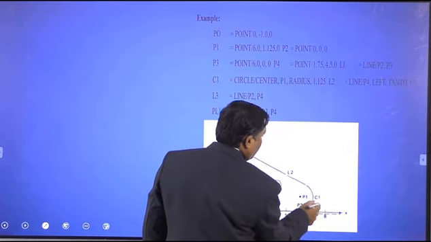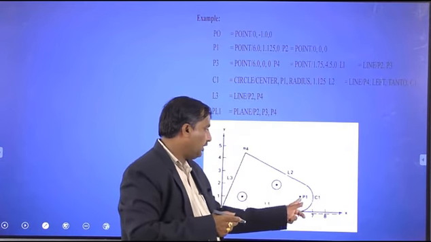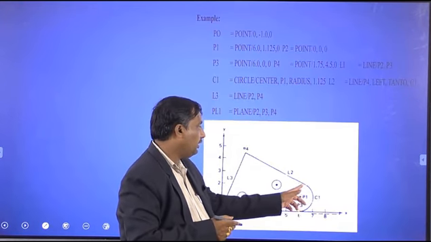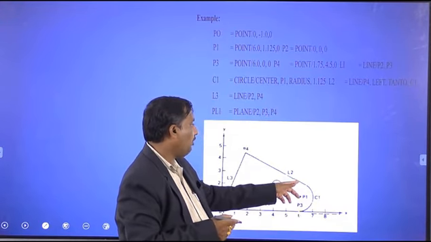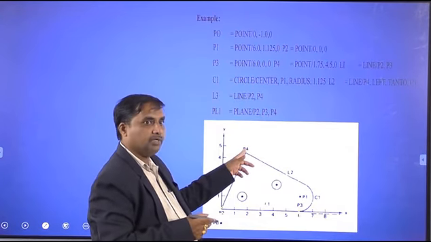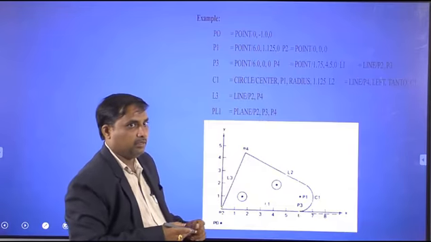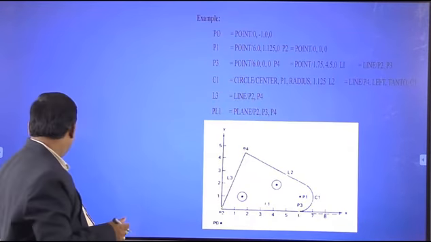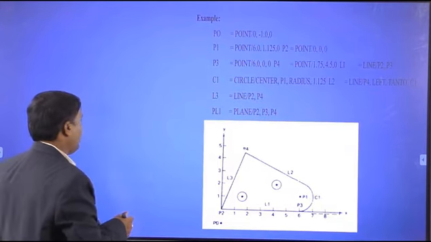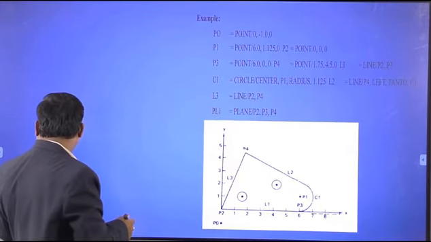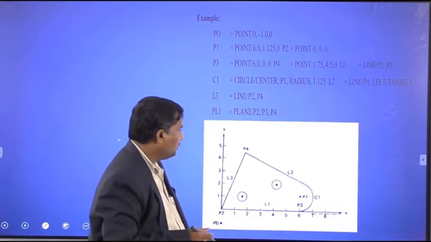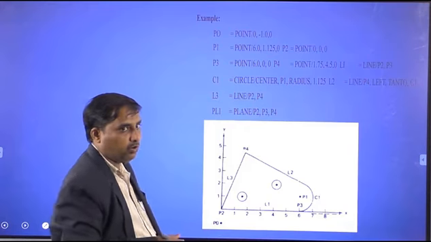One circular arc. What is the center of the circular arc? P1. What is the starting point of the circular arc? P3. What is the ending point? So that you can define here. After that, the tangent to the circle will meet at the point P4. Okay, right. So like this you can define the different points.